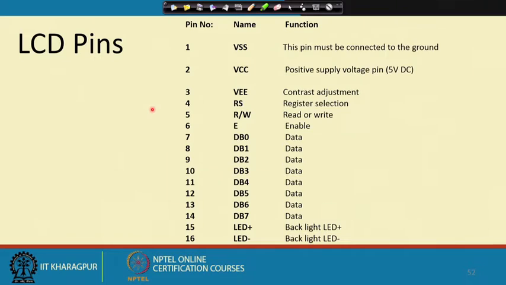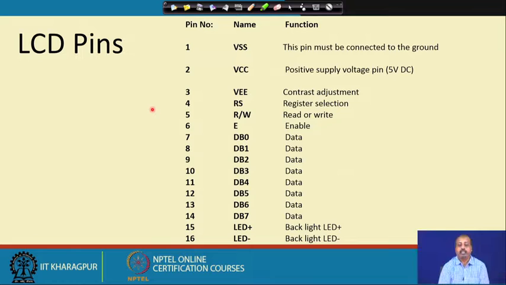Then there is a read write pin, which is read or write. Whether we are trying to write something onto the panel or read something from the panel, like sometimes we need to know the status of the panel, what it is doing. We can get this status input by activating the read line, and if you are trying to put something onto the panel, you can activate the write line, and that way you give the write control to the LCD.